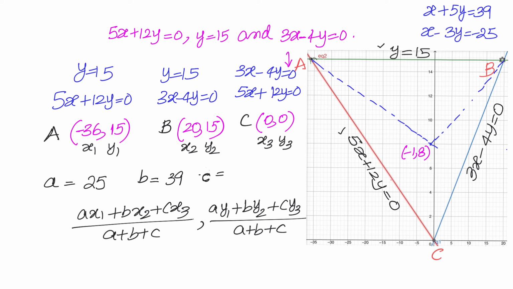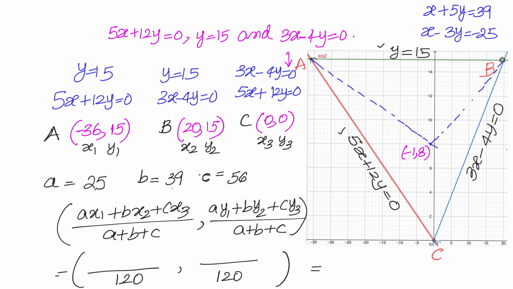we have the distance between A and B, that is square root of 20 plus 36 whole square plus 15 minus 15 whole square, that is 56. So we have everything ready. We just have to do substitution. That's it. So let's go ahead and finish this. First we'll write down a plus b plus c. That is 25 plus 39 plus 56, 120 here. 120 here. We'll finish in one step.